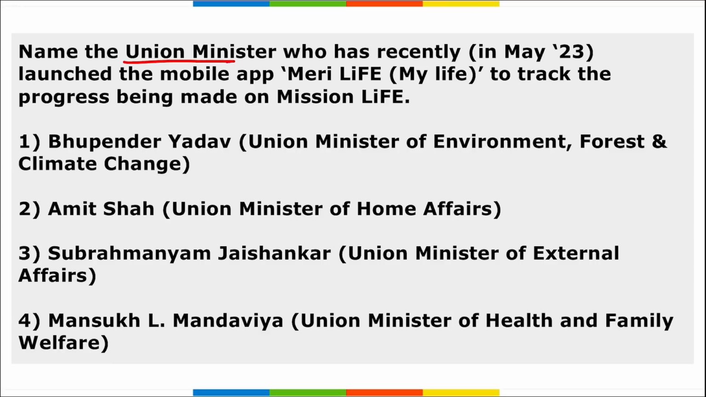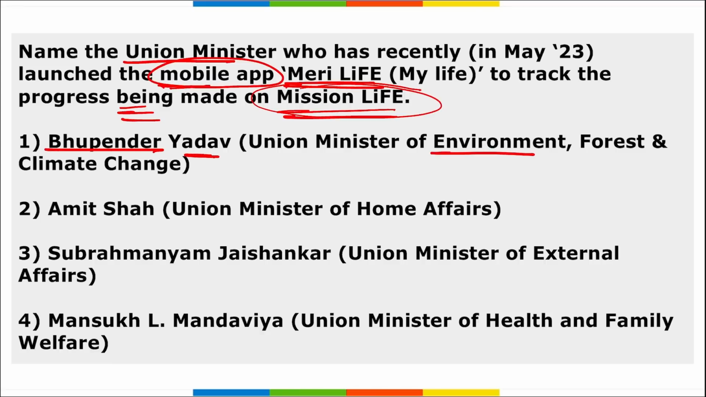Next, name the union minister who has recently launched the mobile application Meri Life to track the progress being made on the Mission LiFE. What is LiFE? First of all, tell me the full form of LiFE. LiFE is Lifestyle for Environment, correct? So this mobile application Meri Life is used to track the progress made on this Mission Lifestyle for Environment. And the question asked here is who launched this application? It was launched by Bhupendra Yadav, who is our Union Minister of Environment, Forest and Climate Change, right?